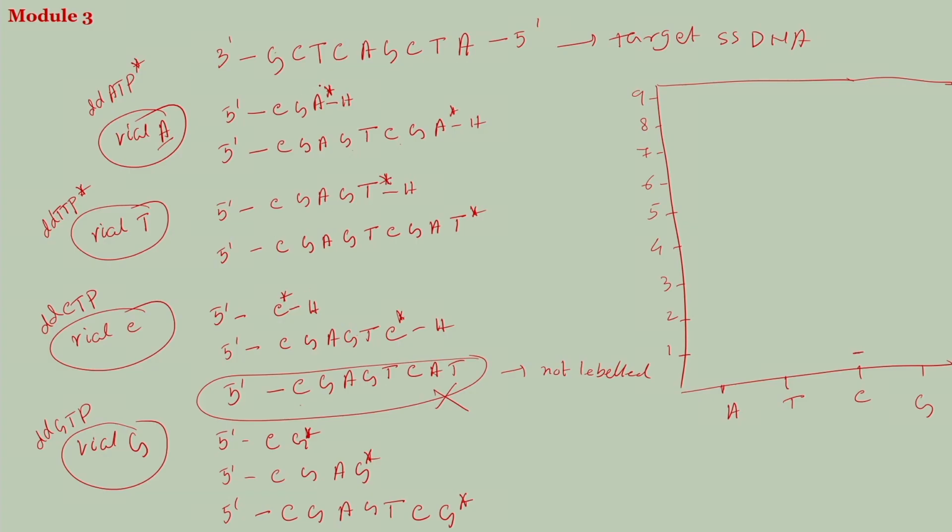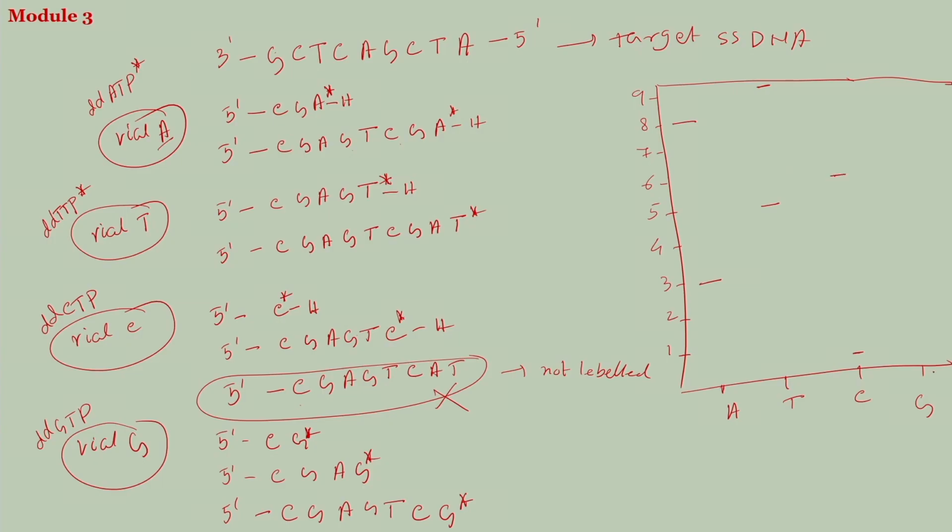Vial A 3, 1, 2, 3, 4, 5, 6, 7, 8, 2 spots there. Vial T 1, 2, 3, 4, 5, one band at 5, and then 1, 2, 3, 4, 5, 6, 7, 8, 9, not the last one. And then vial C, the first, 1, 2, 3, 4, 5, 6. You should have one at 6.